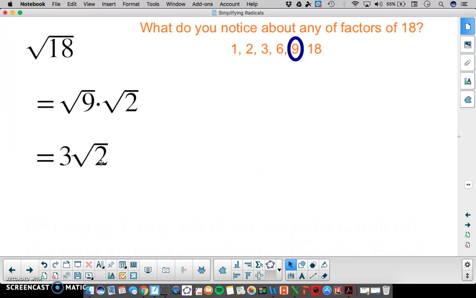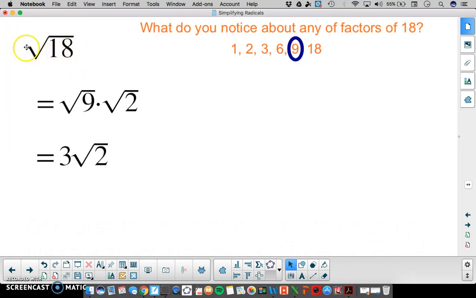You can take a second to plug these into your calculator and see that 3 square roots of 2 is equivalent to the square root of 18. Their values are the same. So we're not changing the value of that square root, we're only changing what it looks like. We're putting it in its simplest form.